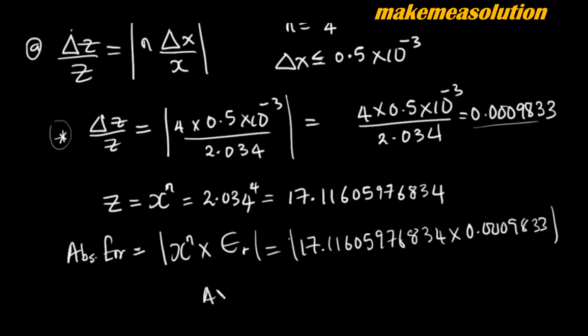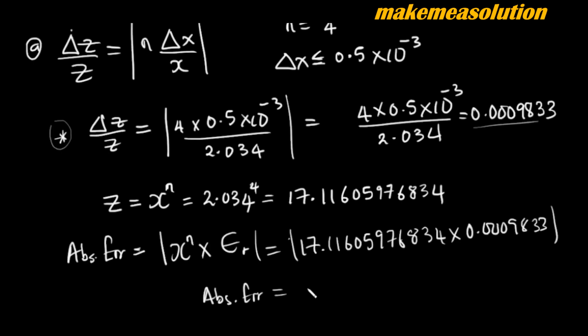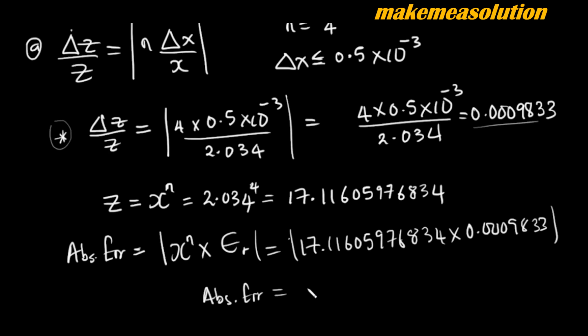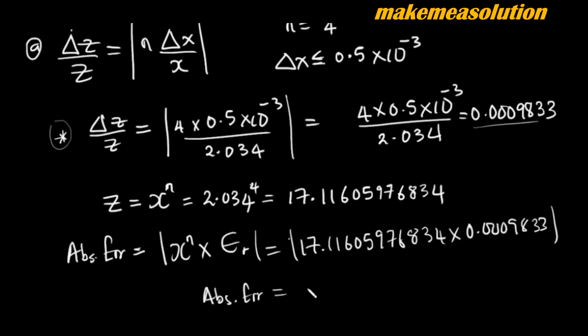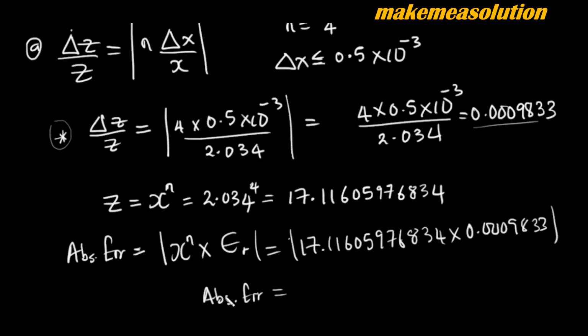So let me just try to approximate it. So my absolute error is going to be 17.116 multiplied by 0.000983, so 0.01683.